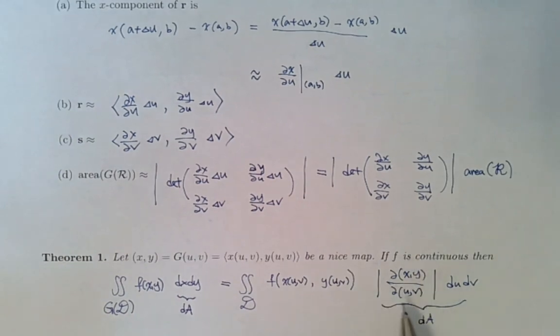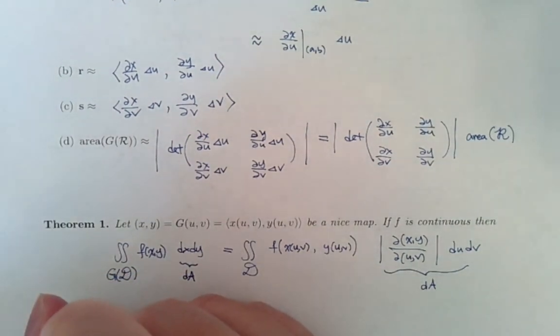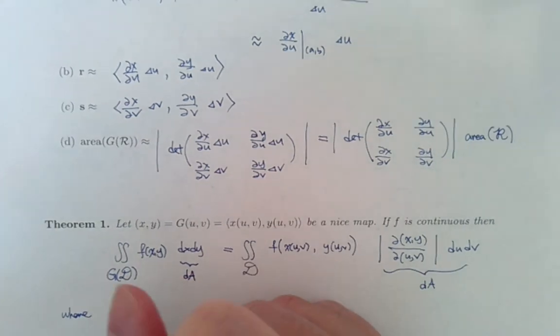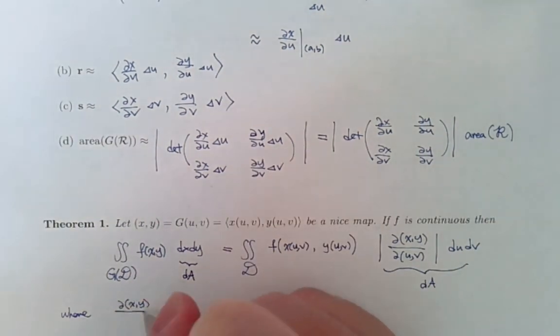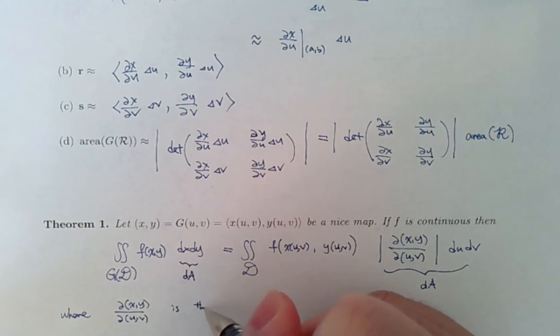And let me formally write this out as a shorthand. I continue with this English sentence, then this, where I'm going to define that. So this, the partial of x, y with respect to u, v, is known as the Jacobian.